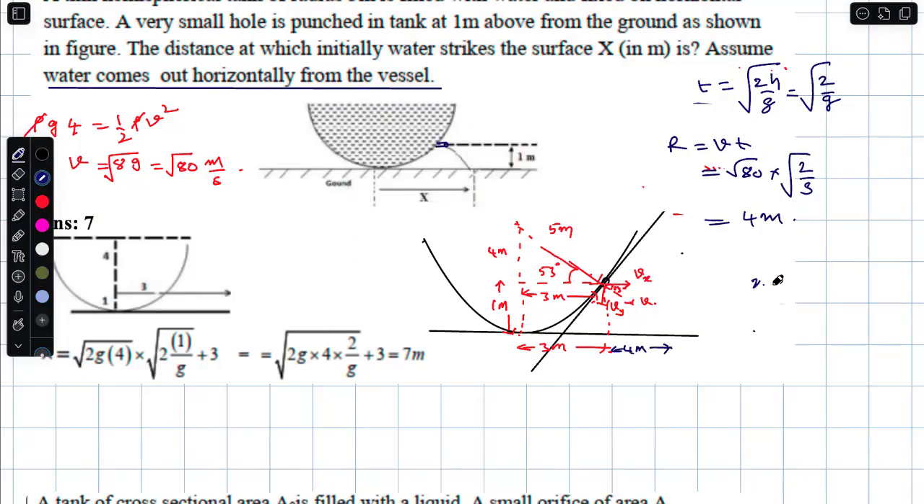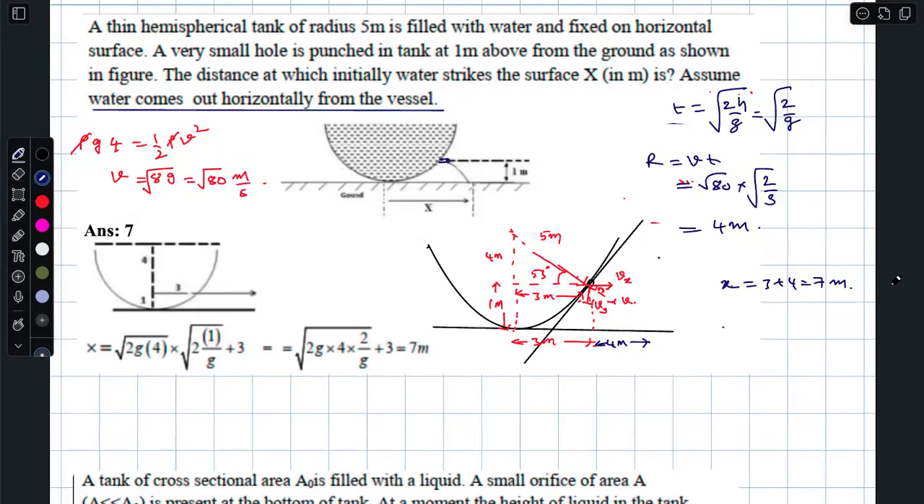So totally x is 3 plus 4, 7 meter. Any doubts, boys and girls? If you miss this point, it is a bit difficult question. Suppose it is not mentioned horizontally, how to do? You should resolve into components. You should calculate time. Once you got the time, use that relation in Vx into t. Right.